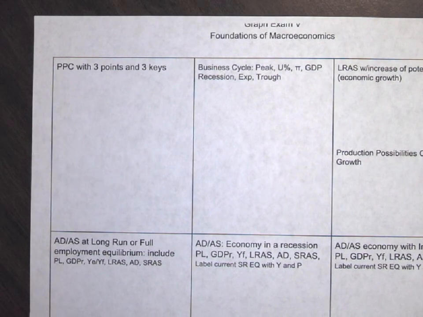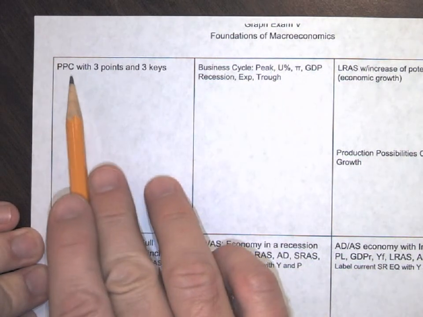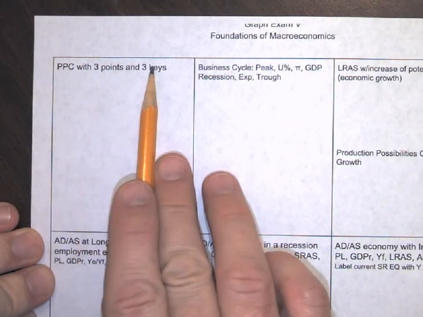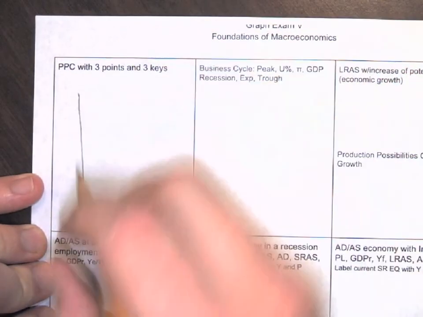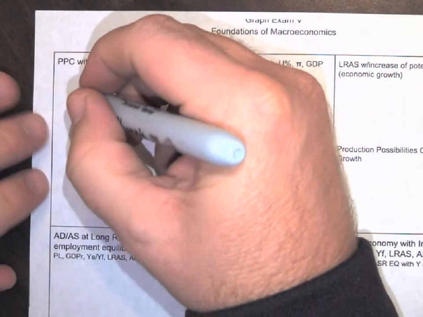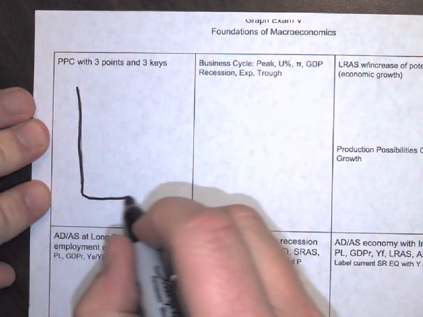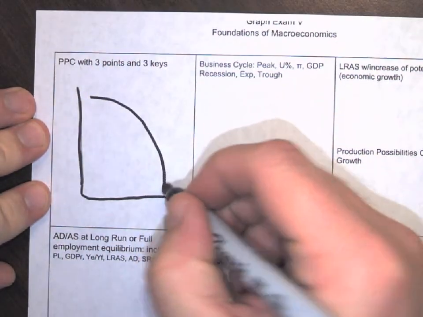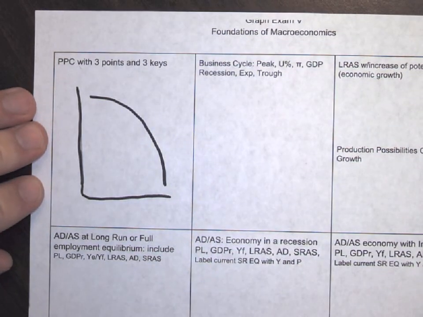Okay, on your graph exam, we're going to have this as page 1. So the first thing we have is the production possibilities curve with 3 points and 3 keys. The production possibility curve would bow outward with the law of increasing opportunity cost.